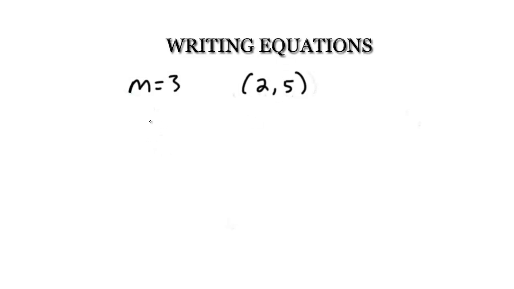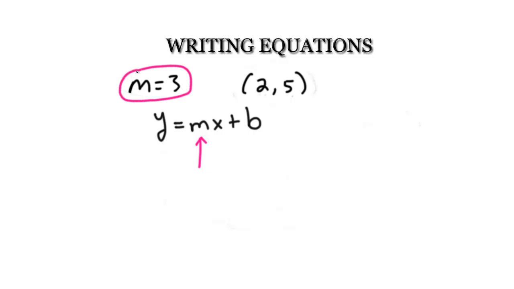Okay, so the first thing we want to do is write out the slope-intercept formula, right? Which is y equals mx plus b. Alright, and the two things that we have to find is the slope, but in this case we already know the slope, it's 3. Alright, and the other thing that we have to find is the y-intercept, okay, which is the b.